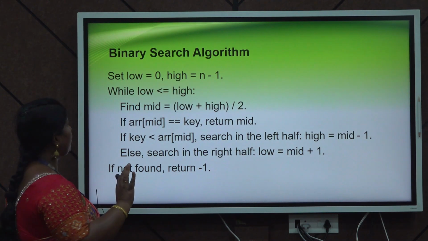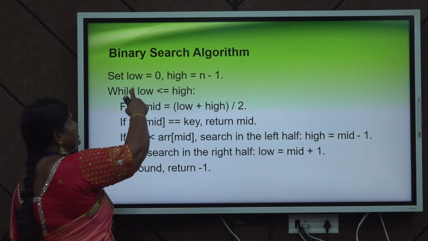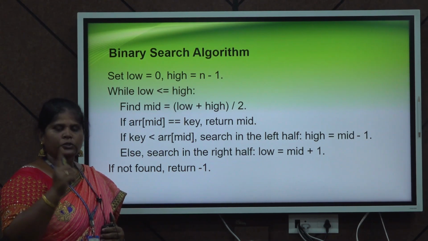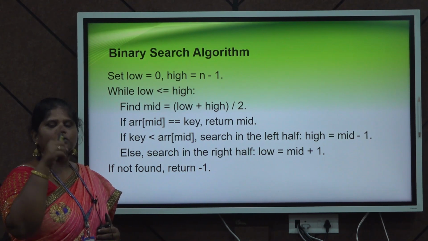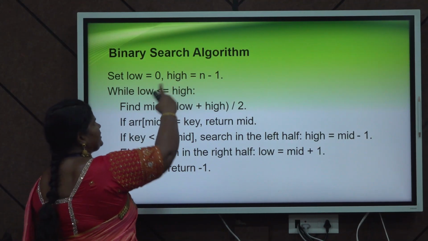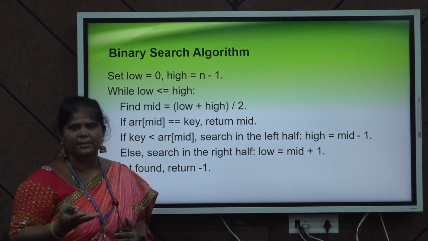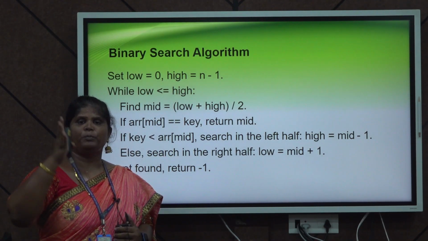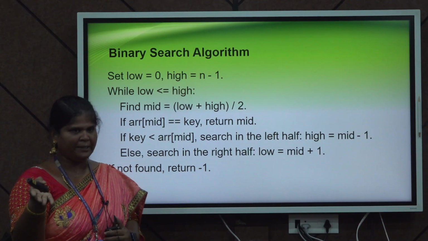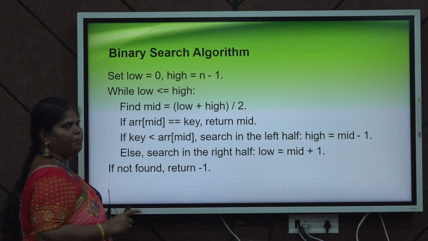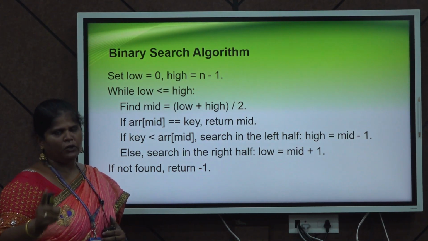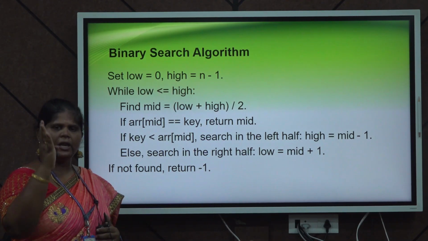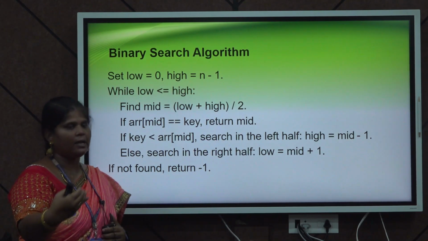In the binary search algorithm, what we are going to do is, first we have to set up low equal to 0. So we are starting from the 0th element, right? So low equal to 0. And next high equal to n minus 1. What happens is that we set the high element to n minus 1, meaning the last element. And we can check the loop while low less than or equal to high. So if low is less than or equal to high, you have to proceed with this loop.